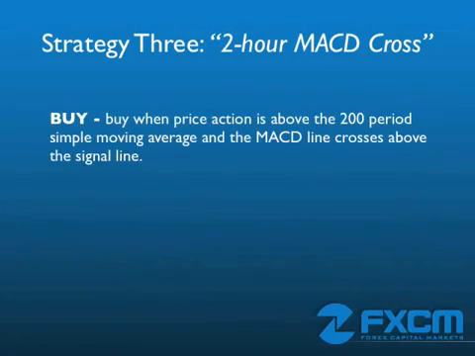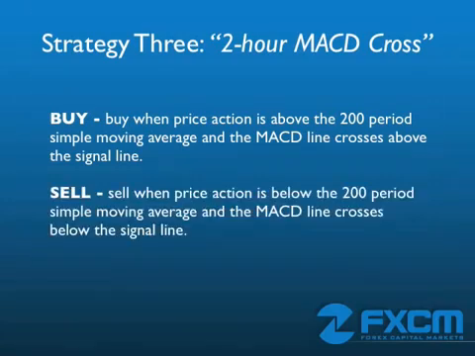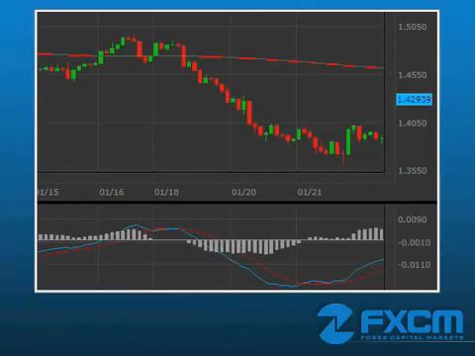If the pair is in an uptrend, we want to look for buying opportunities. When the MACD line crosses above the signal line, we'll buy. We'll then hold the trade until the MACD line crosses back below the signal line, at which time we can close out the trade. If the pair is in a downtrend, we want to look for selling opportunities. When the MACD line crosses below the signal line, we'll sell. We'll hold the trade until the MACD line crosses back above the signal line, at which time we close out.